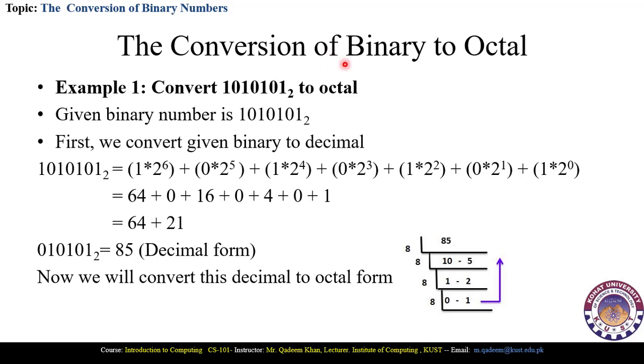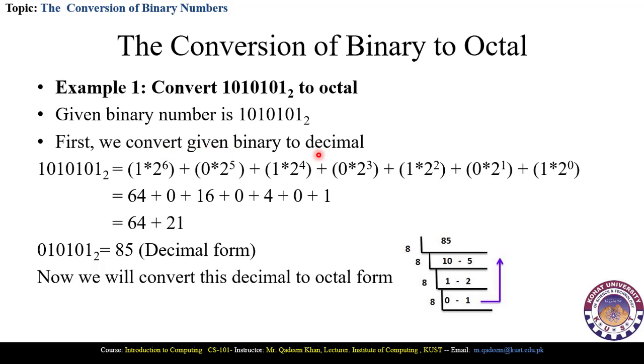The next conversion is binary to octal number. You understand that an octal number is a number which has the base 8. First, you need to convert the given binary number to a decimal number, and then the decimal number to the octal number. So here is an example of converting binary to octal, and the number is 10101001 base 2.